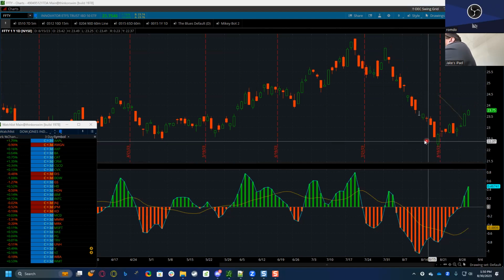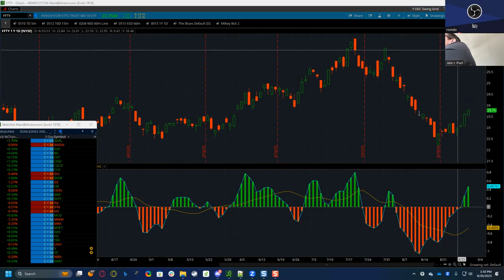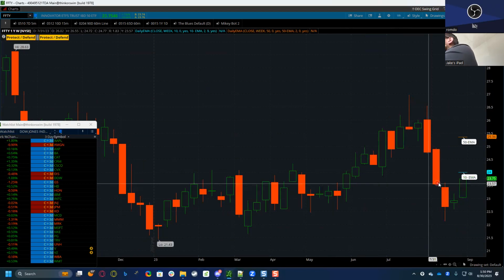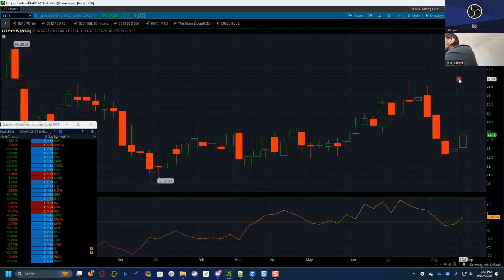I'd still say that this is bullish in the bigger picture, but we've got to get all of these signals to line up, right? Oh, and there's the weekly. We're underneath the 10-week and the 50-week. So a lot has to change for this to be in an established trend.